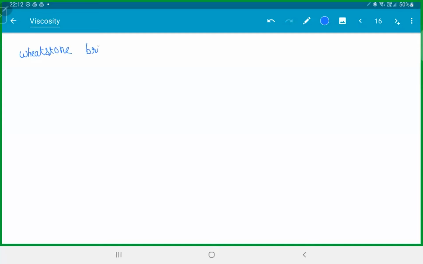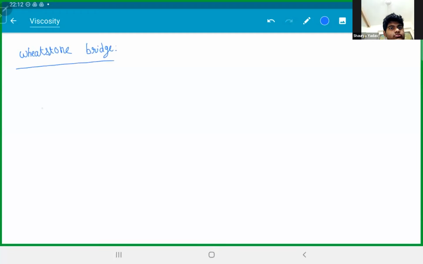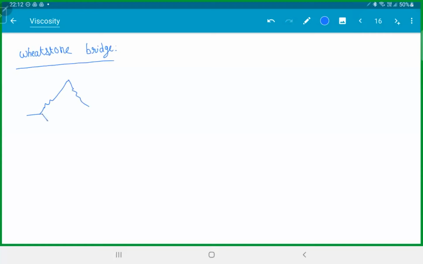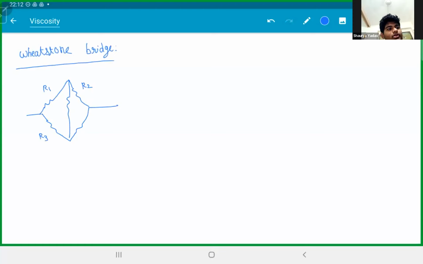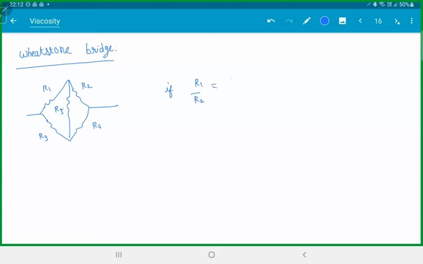Do you guys remember the Wheatstone bridge? If you have resistors R1, R2, R3, R4 and the middle one R5, if R1 by R2 becomes equal to R3 by R4, then R5 can be removed. Check this. Clear?